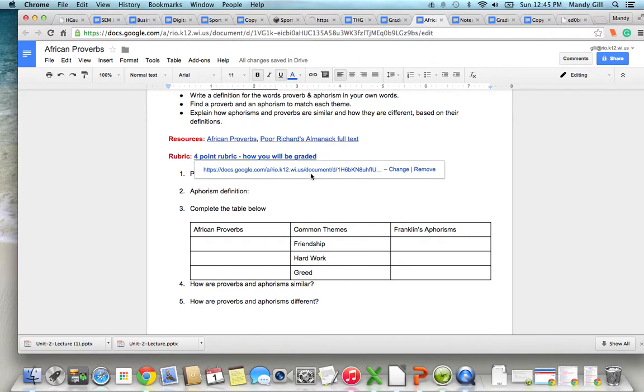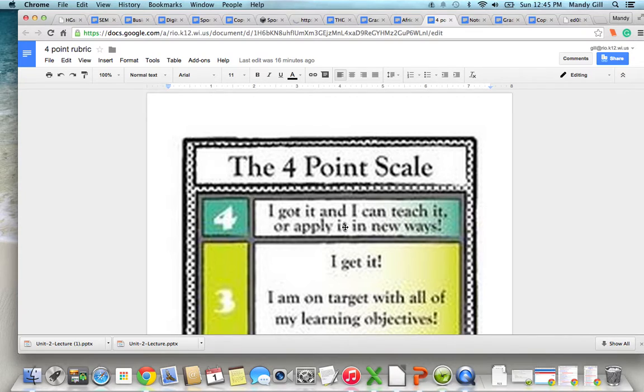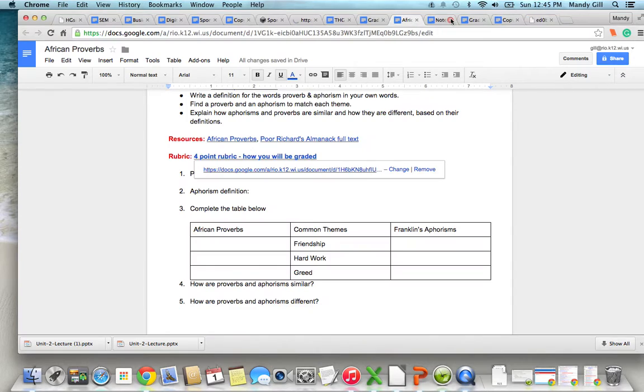You'll be graded based on this 4-point rubric. So this assignment is just a 4-point assignment. And basically what I'm looking for is that you would be able to teach this or apply this in a new way. If you can explain it to me down here thoroughly, and if you have proverbs and aphorisms that do indeed match up, then I know you understand what you're doing and that you could teach it to someone else.